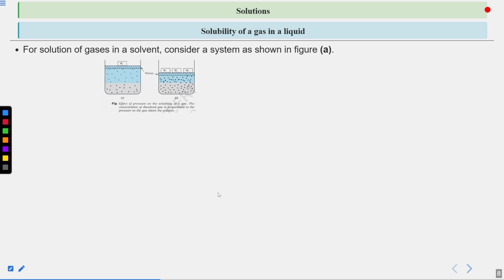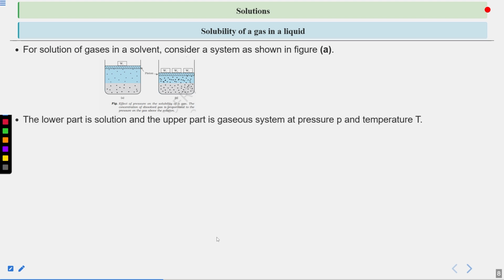So, for a solution of gas in a solvent, we can consider a system. The lower part is solution and the upper part is a gaseous system at pressure P and temperature T. Assume this system to be in a state of dynamic equilibrium.